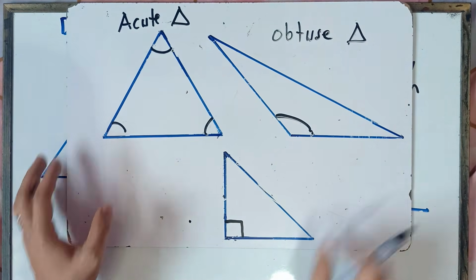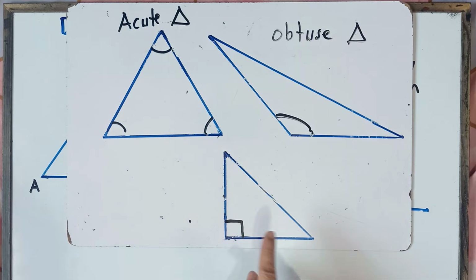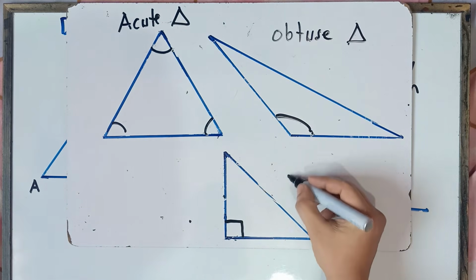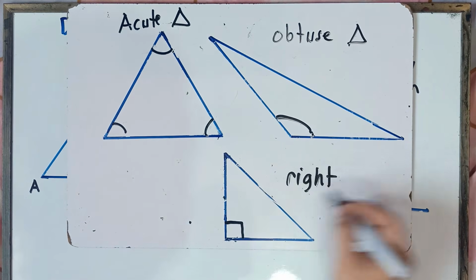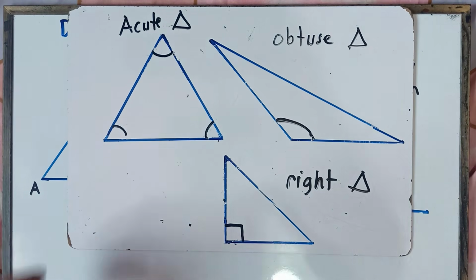Now, how about this one, class? We have one angle that measures exactly 90 degrees. What do you call this triangle? That's correct. That would be a right triangle. Once again, class, this is a right triangle. Now, I have a question, class.